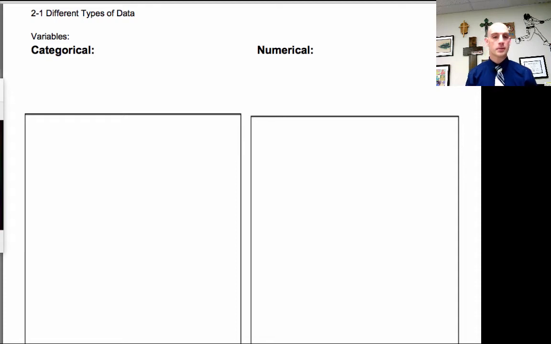Welcome back. Today we're going to talk about different types of data, and as we start to look at the different types of data, this is going to lead us into discussions of how do we display that data and what are some of the things that we can do with different types of data.